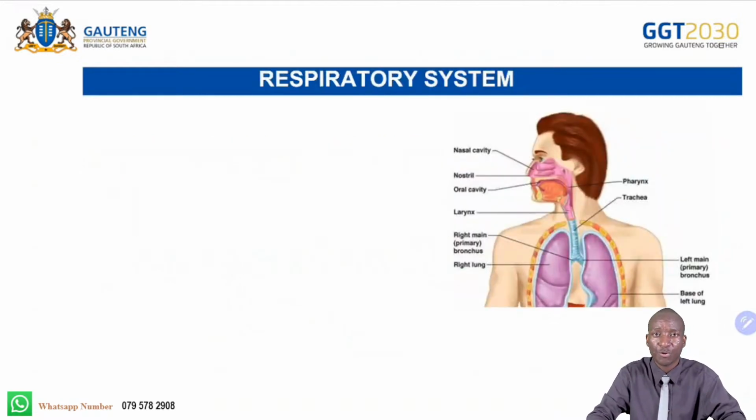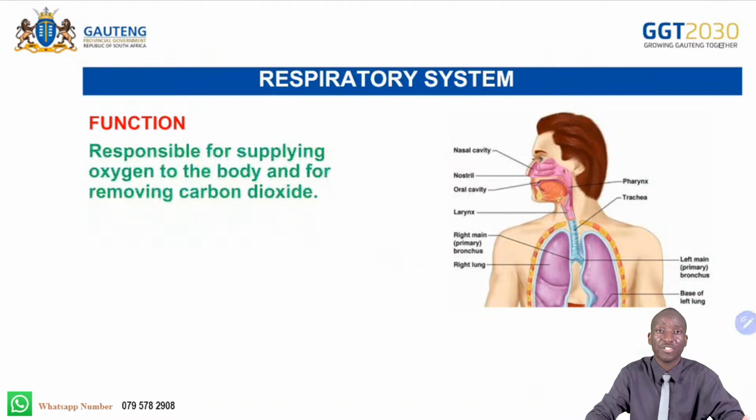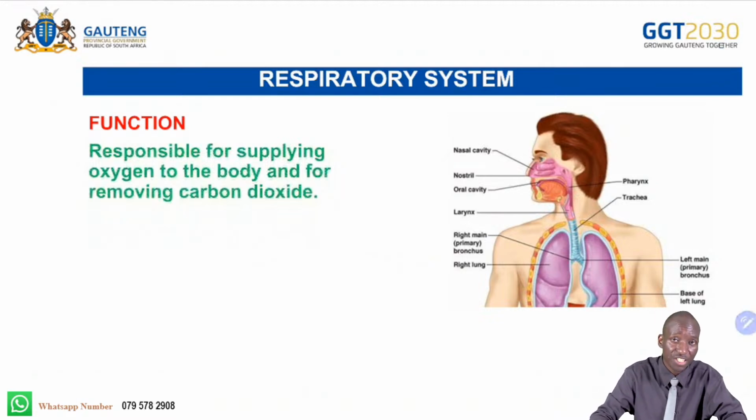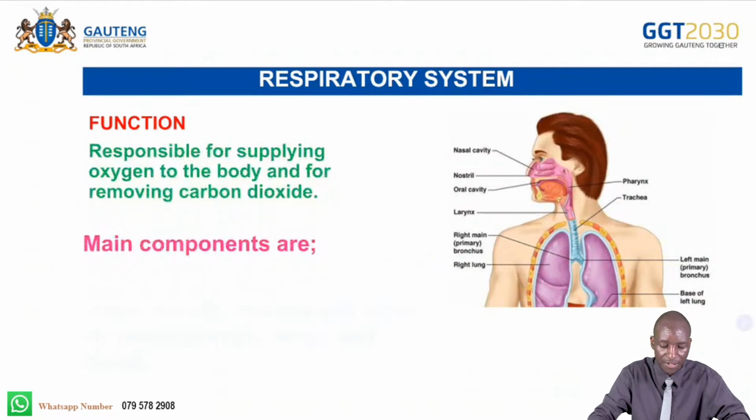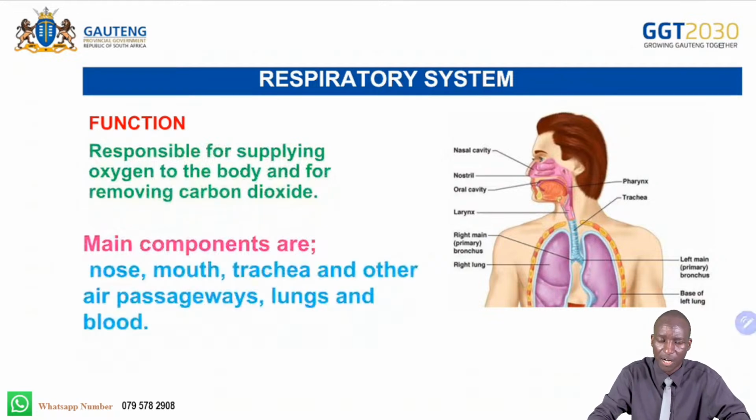Let's move on as we look at the respiratory system. Its function is that it is responsible for supplying oxygen to the body and for removing carbon dioxide. That's the main function of the respiratory system. Main components include the nose, the mouth, trachea, and other air passageways, the lungs as well, and the blood, of course.